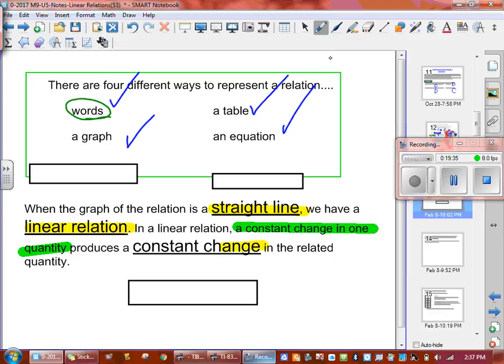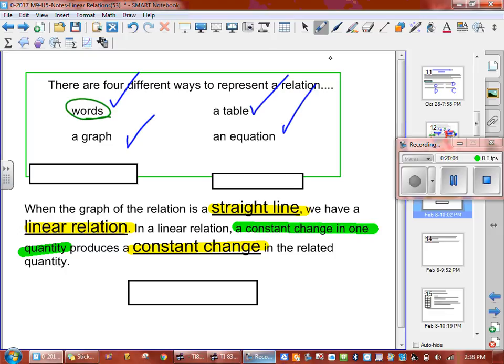So it forms a straight line, and in a linear relation, any constant change in one quantity will make a constant change in the related quantity. So when x changes, y will change. X is known as the bossy one. Y will change according to what X tells it to do. That's why we always create our equations in terms of X, because X is the boss.